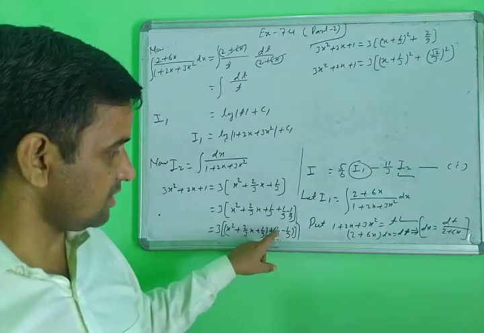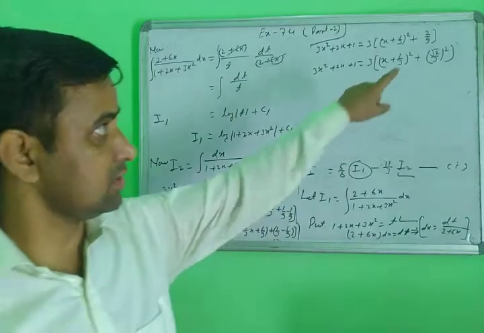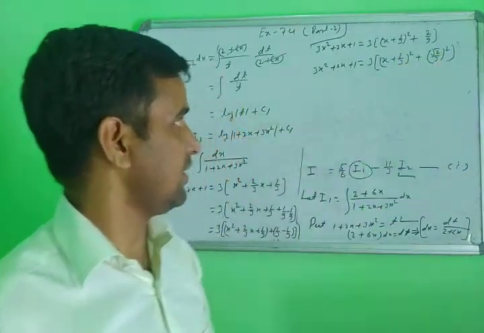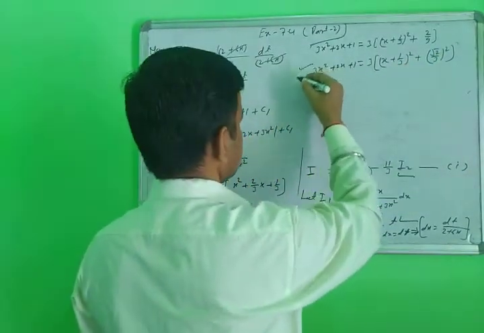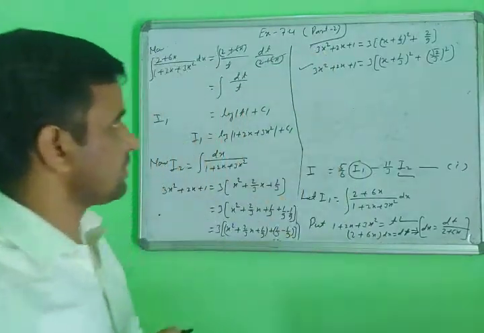Taking LCM 9, 3 threes are 9, 3 minus 1 is 2. So 2 by 9, or what is the square root of 2 by 9? Root 2 upon 3 whole square. So this is the perfect square of this.